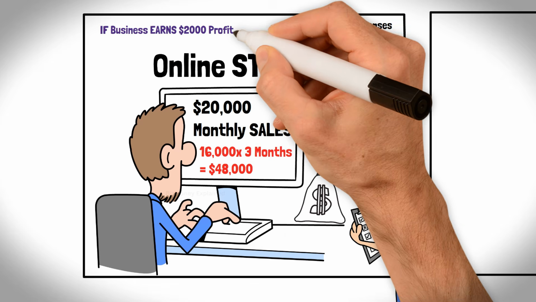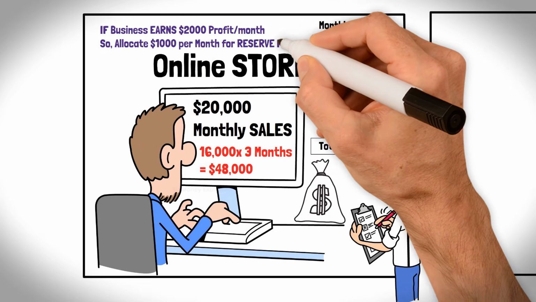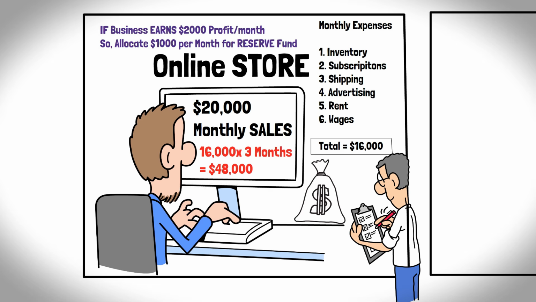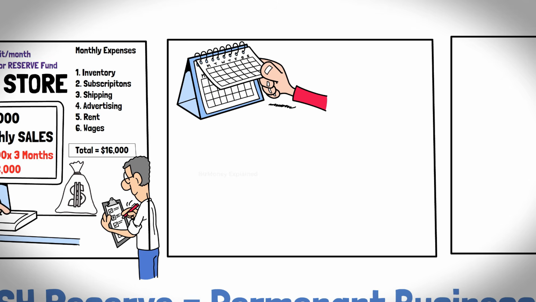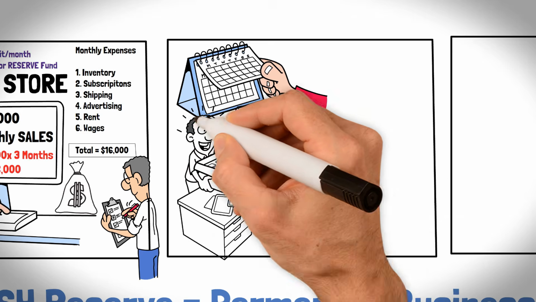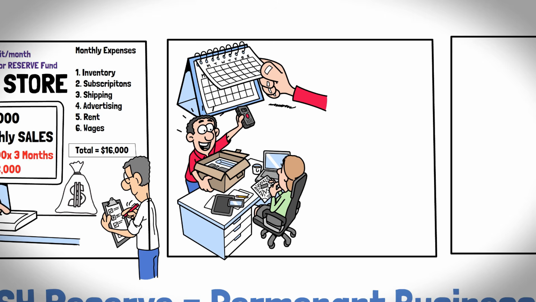Suppose the business earns $2,000 in monthly profit and the owner allocates $1,000 toward the reserve fund. Over time, the reserve grows without creating financial stress. Then imagine a major supplier suddenly increases prices, reducing profitability for several months. Because the reserve exists, the owner can continue operating smoothly while finding alternative suppliers. This example shows why cash reserve planning is not about pessimism, it is about preparation. Successful businesses understand that unexpected challenges are normal. A reserve fund provides time to make smart decisions instead of rushed decisions driven by panic.